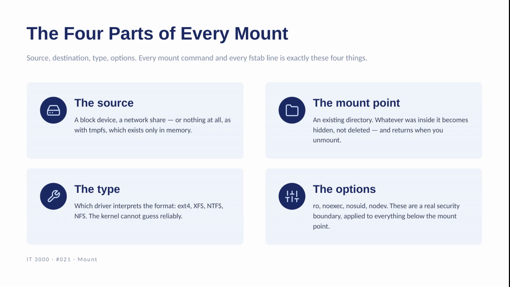There's the type, which tells the kernel which driver should interpret the bytes: ext4, xfs, ntfs, nfs, because it genuinely can't guess. And then the options, flags like ro, noexec, nosuid, nodev, which act as a real security boundary over everything beneath that path.